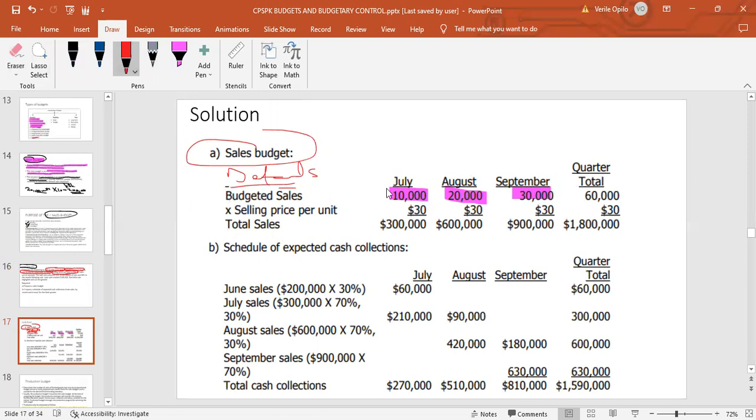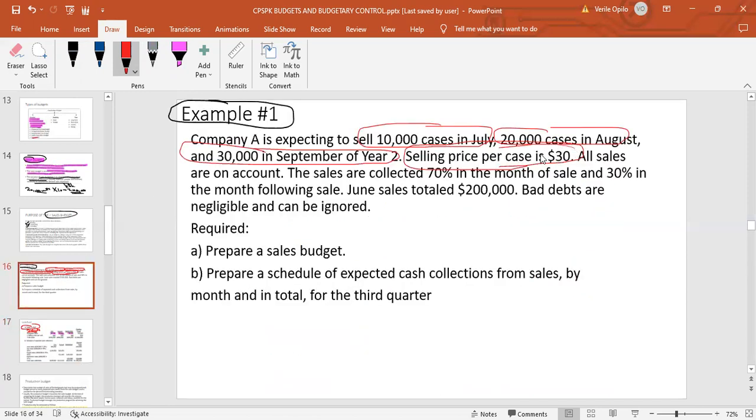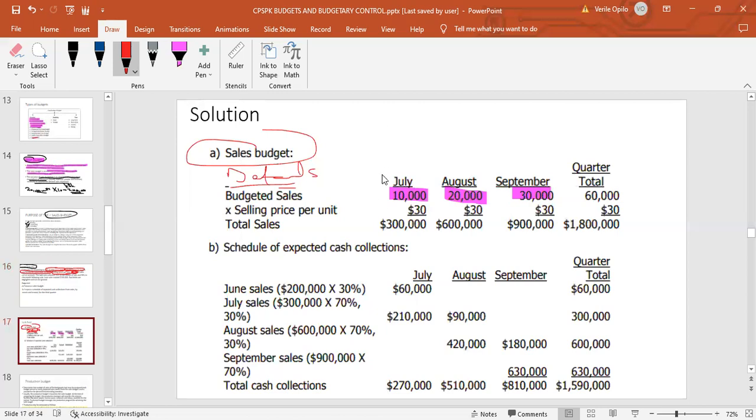Now we want to quantify these sales in monetary terms. You are told that the company is going to sell each unit at $30. So if we sell 10,000 units in July and each unit goes for 30, how much is the total sales revenue the business is going to make? We multiply the budgeted sales by the selling price per unit of 30. In July, the total budgeted sales will be $30 times the 10,000 units, which means the expected total sales will be 300,000.